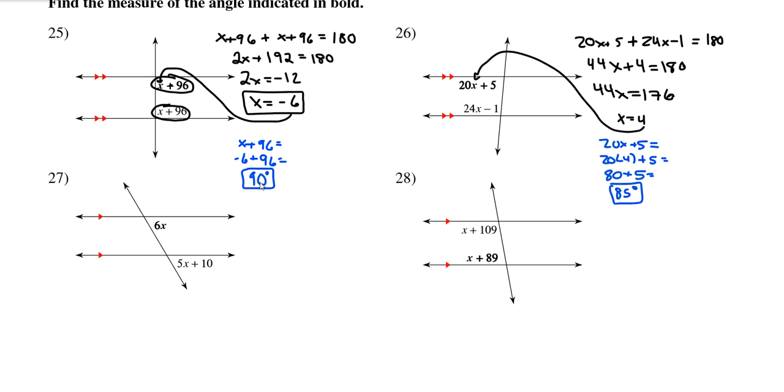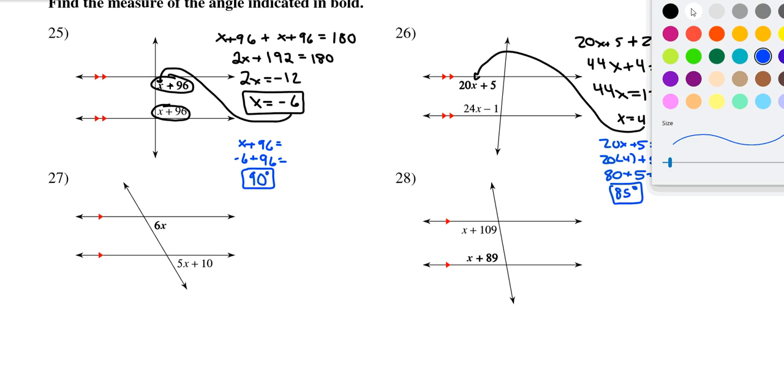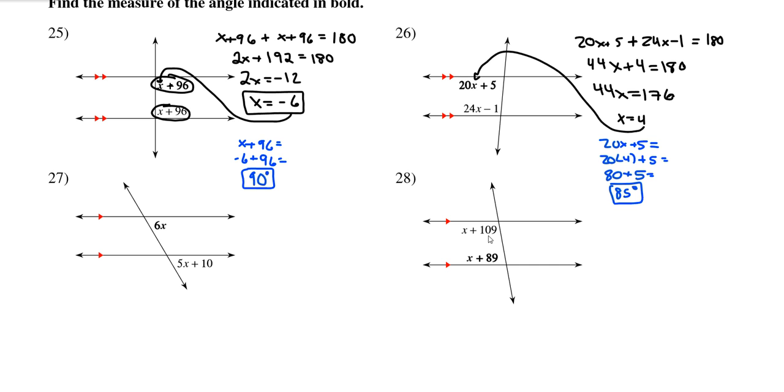I'm going to do 28 first, and then I'll go back to 27, because this is just like 25 and 26. So these angles here are same side interior, just like the previous two problems I just did. So they should add up to 180 degrees, same side supplementary. So x plus 109, if I add it to this other angle, x plus 89, they need to add to 180 degrees. So x plus x is 2x. 109 plus 89, yeah, that's 198.